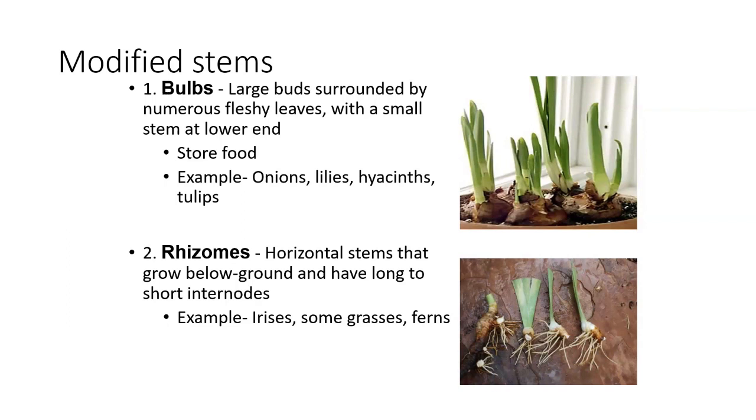Second type is going to be a rhizome. Rhizomes are horizontal stems that grow just below the ground surface. They often have little short internodes. So remember, internodes are the space in between the nodes. They'll often be very, very short. Plants that have rhizomes include irises, many of our ornamental grasses, ferns. Probably the one that actually gives us the most issues would be Bermuda grass.